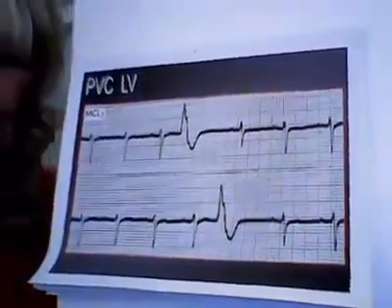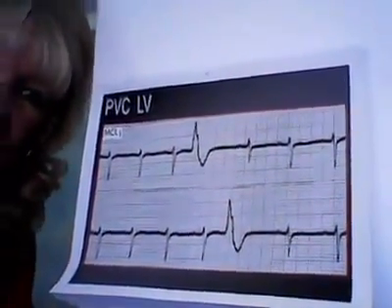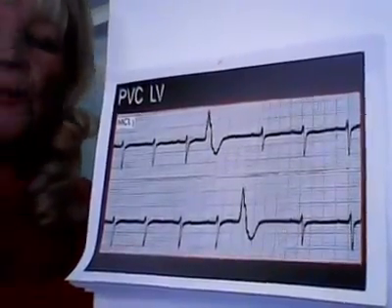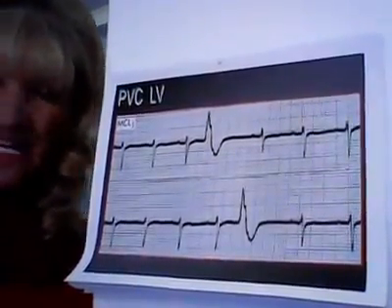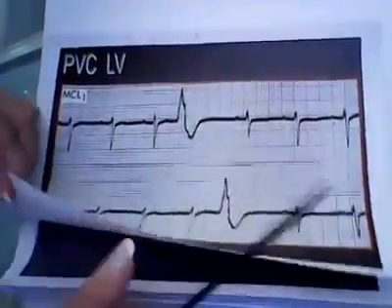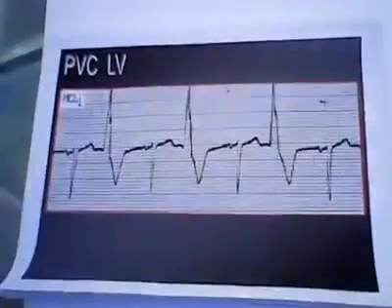So if you want to be fancy at work, you could just yell out, oh, my patient's having a PVC from the left ventricle, or we're having left ventricular ectopy. So people are impressed with that. Let me show you more what a PVC from the left ventricle looks like.